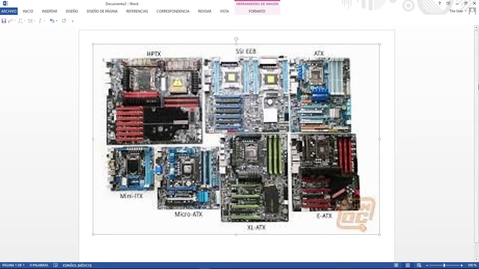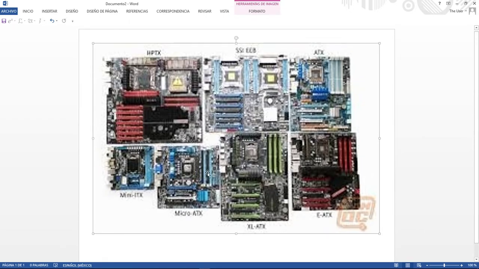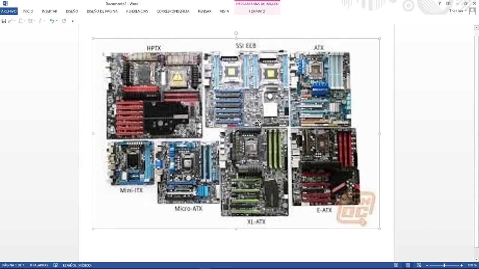Also, I need to point out that this has nothing to do with the power supply, because sometimes people think, I have an ATX power supply, but a micro ATX motherboard, so they're not compatible, and that's completely false. ATX power supplies support most of the motherboards on the market, regardless of the size. But now let's jump right into the differences between them.